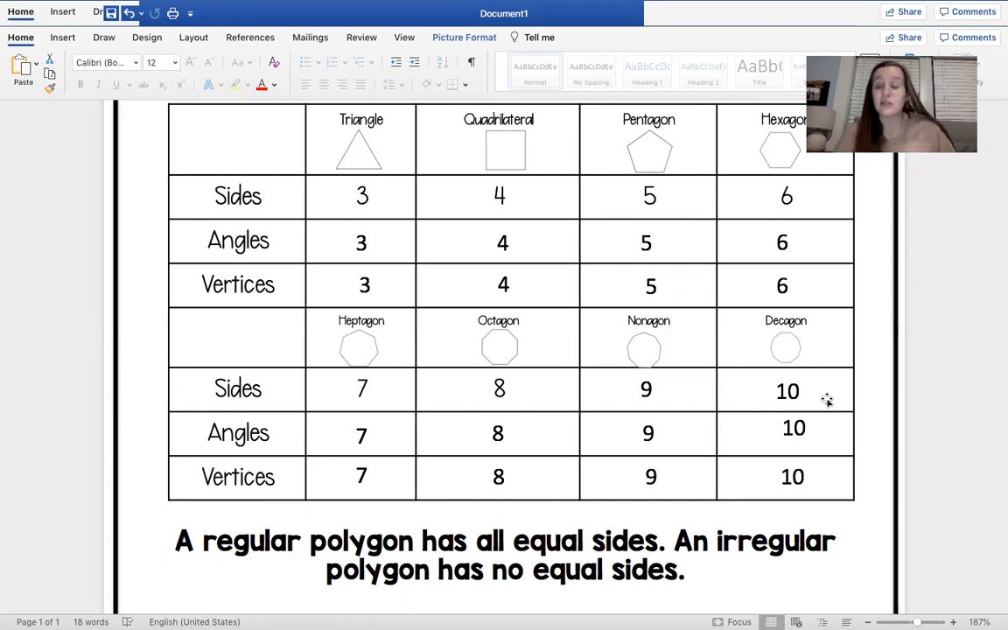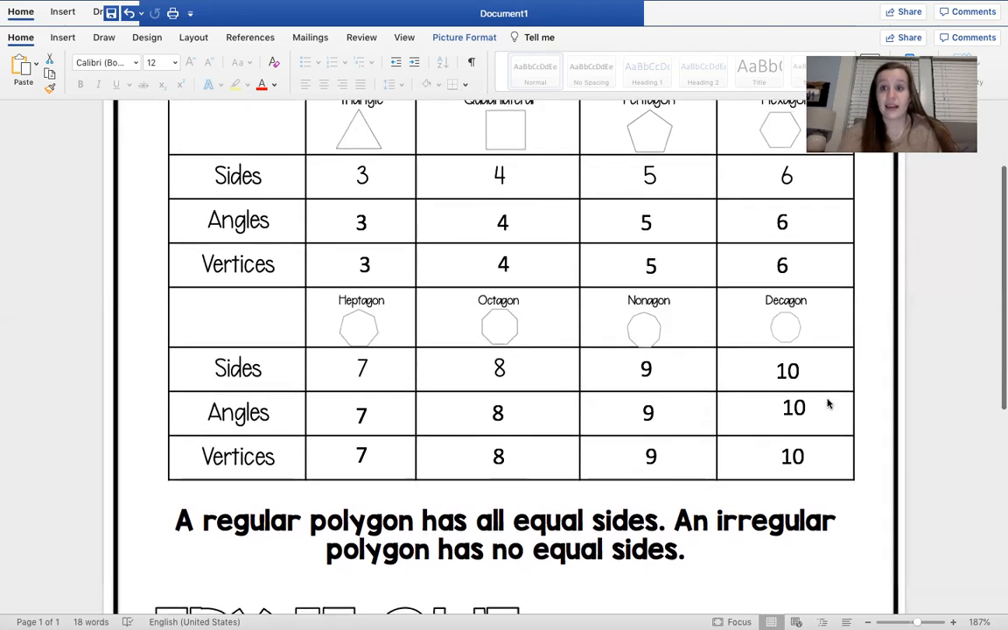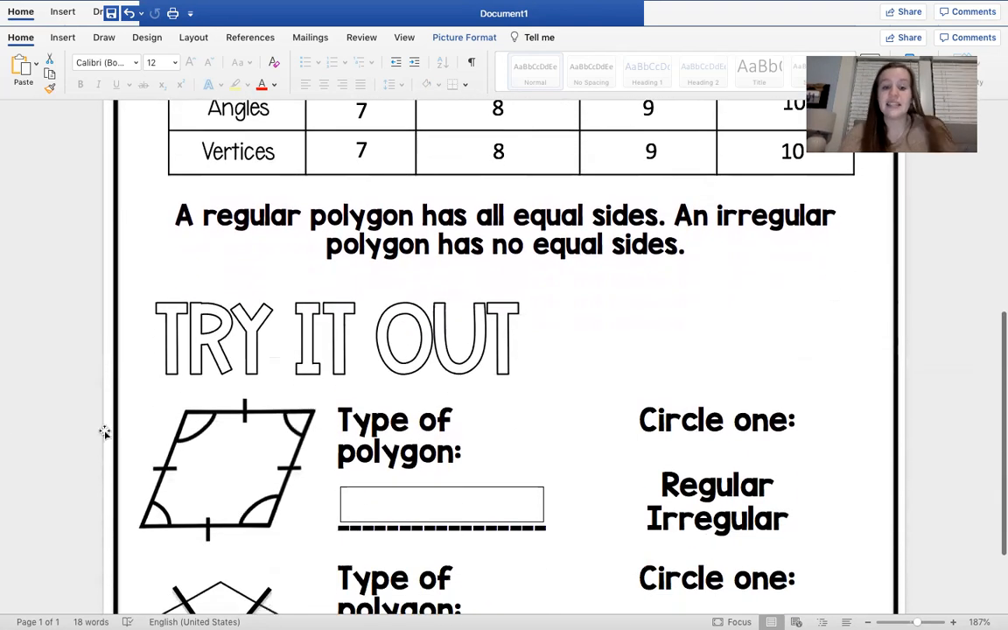So we're going to practice with two different shapes. We're first going to tell what type of polygon it is. Then we're going to decide if it's regular or irregular. So let's look at this first polygon. Well, we're going to see how many sides, angles, and vertices it has. 1, 2, 3, 4 sides. That means it also has four angles and four vertices.